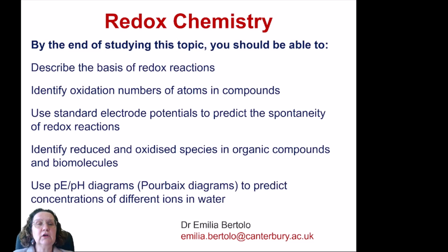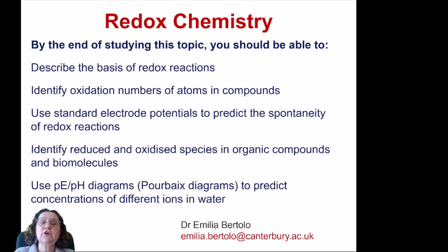We will be looking at something called standard electrode potentials, what they are and why we want to use them. And we are going to use standard electrode potentials to predict if a redox reaction will be spontaneous or not. We're going to be looking at redox reactions in the context of organic and bioorganic chemistry, so in biological molecules or organic compounds. And we will see that although we can use oxidation numbers, other tools are more useful to identify whether a species, a particular compound in a chemical reaction involving organic compounds, has been reduced or oxidized.